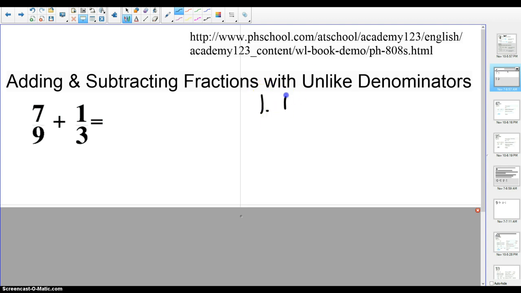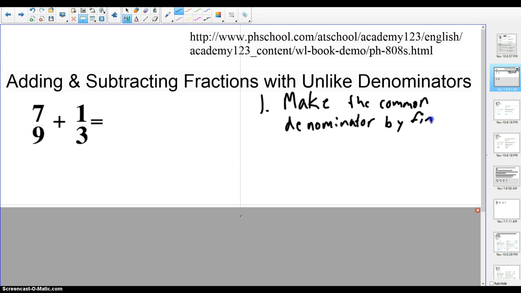So, make the common denominator by finding the least common multiple. And as an abbreviation, least common multiple is LCM.